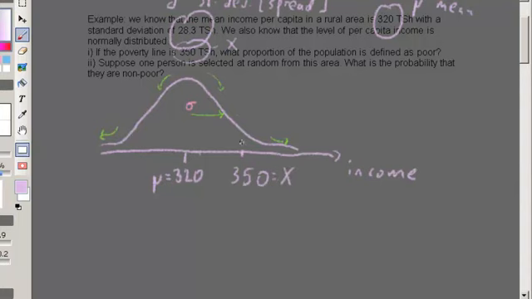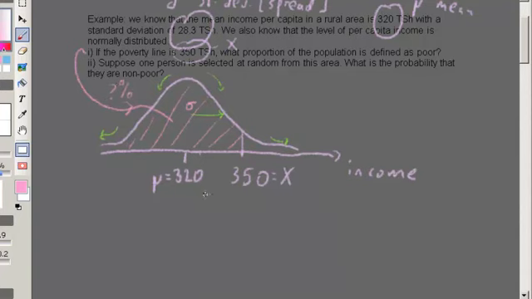And then finally, what's the question asking us? It's asking what proportion of the population is defined as poor. Well, poor is anyone that earns less than this. So anybody that earns any amount of money down here is poor. What we're trying to find is what percentage of people are in this area. That's what this is asking us.